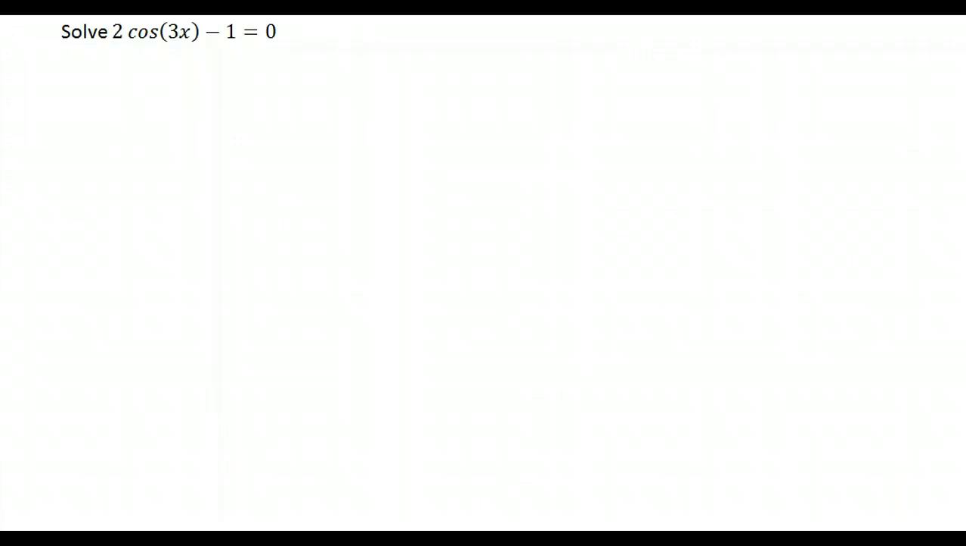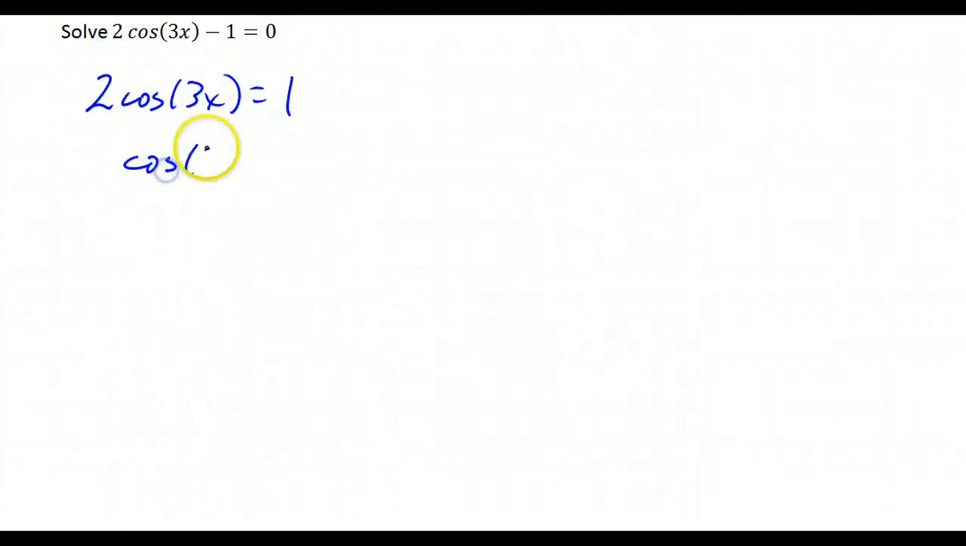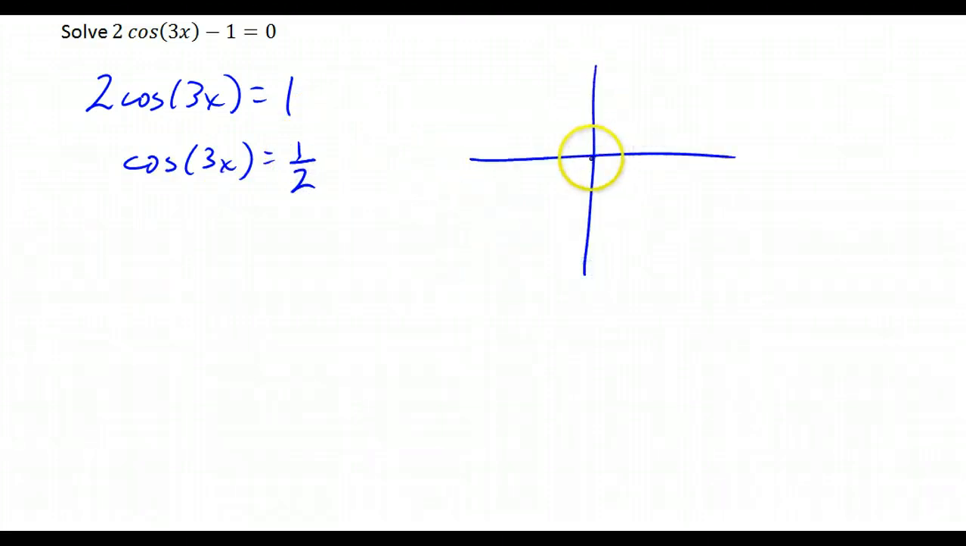And here's the last example we're going to work. The difference with this problem is that I have a 3x instead of a 1x. But don't worry, it just adds one little extra step at the end. So here we go. We're going to solve for cosine of 3x by adding 1 to both sides, and then dividing by 2, so I get 1/2, don't I? There we go. So cosine is equal to positive 1/2 at pi over 3 and 5 pi over 3.